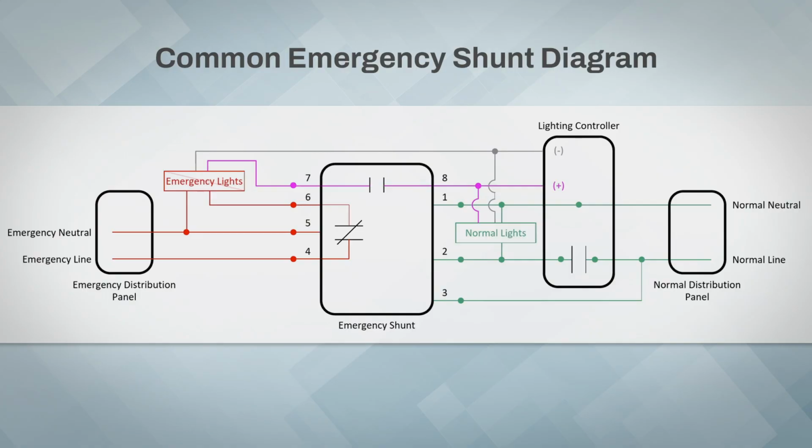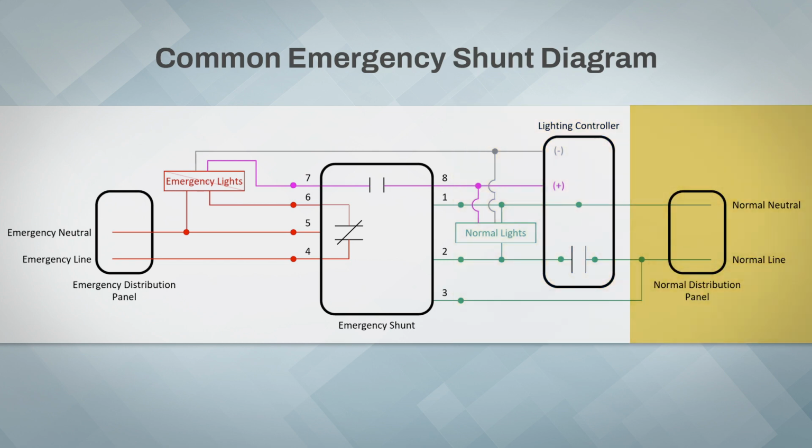Here we can see a wiring diagram for a common emergency shunt. There's a lot going on, so bear with me and we'll walk through each part. On the far left, we have the incoming emergency power. Next is the emergency lights. In the center is the emergency shunt, which has 8 electrical connections that need to be made. Next, we have the normal lights that are being fed from the lighting controller. And lastly, the incoming normal power.